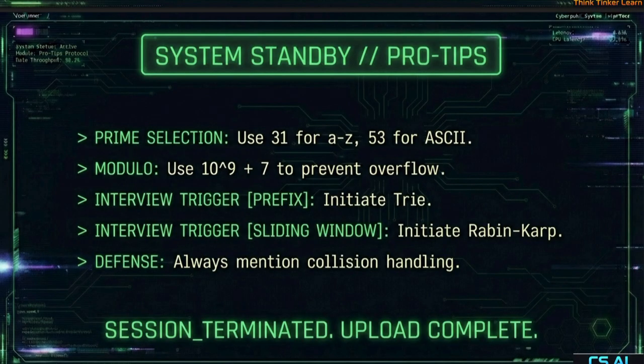We are moving into the system standby now. Before we terminate the session, here are your pro tips for implementation. Prime selection. Use 31 for basic English or 53 if you're dealing with mixed case ASCII. Modulo 10 raised to the power 9 plus 7 is your best friend to prevent overflow. Interview triggers. If you hear the word prefix, think Trie. If you hear sliding window or substring, think Rabin-Karp. Defense. Always, always mention collision handling to your interviewer.